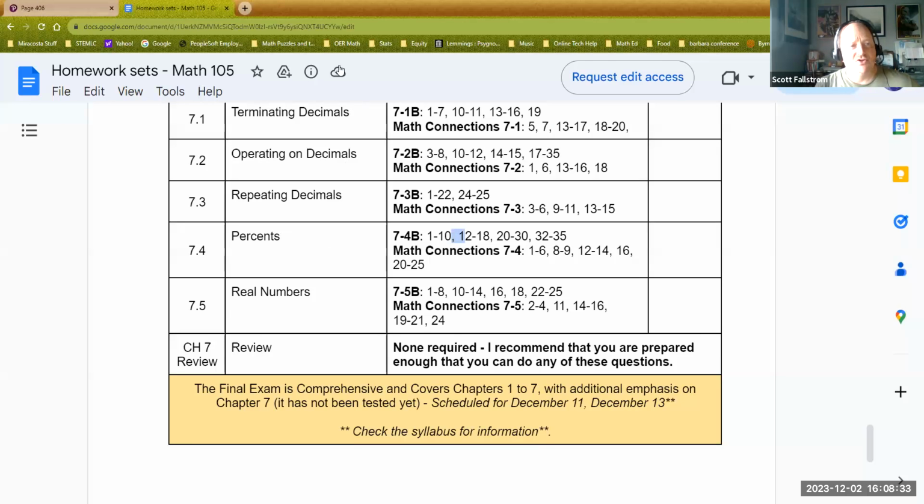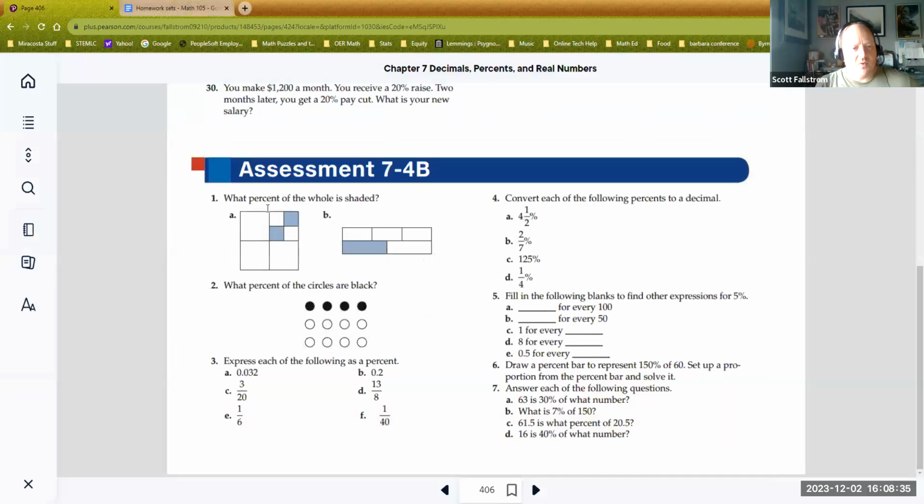Again, these are with percentages. So, what percent of the whole is shaded? These questions look very similar to what you saw in chapter 6. They would ask you what fraction is shaded. So now you're taking that fraction, turning it into a percentage. What percent of the circles are black? Whenever it says what percent, give me the exact percent.